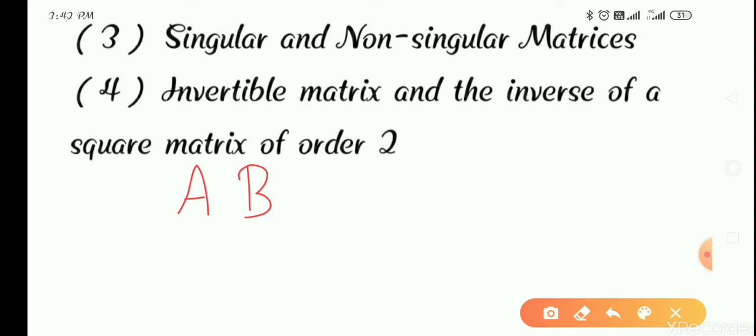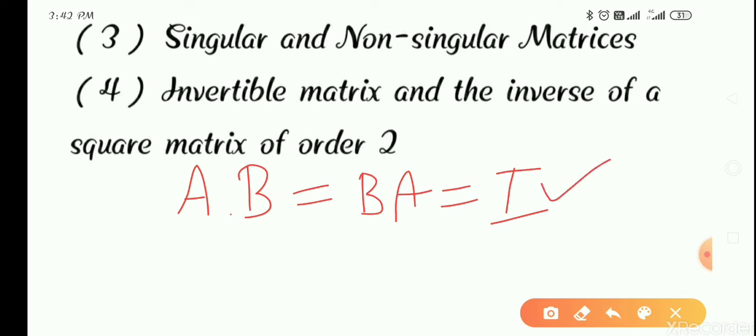And suppose AB equals BA equals I, meaning the product of A and B equals the product of B and A equals I. I means identity matrix or unit matrix, you can say. Suppose A and B are both square matrices of order 2; then AB equals BA equals I2. If A and B are matrices of order 3, then AB equals BA equals I3, not I2.